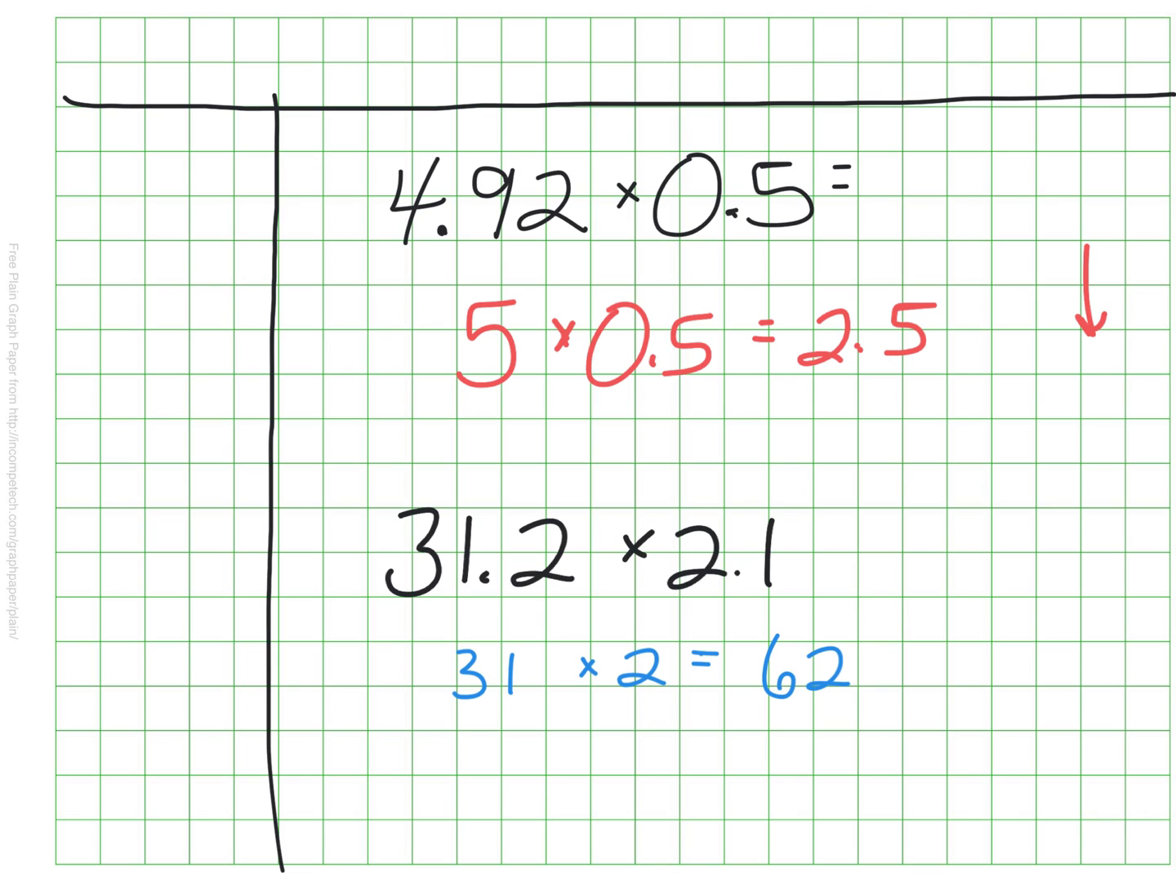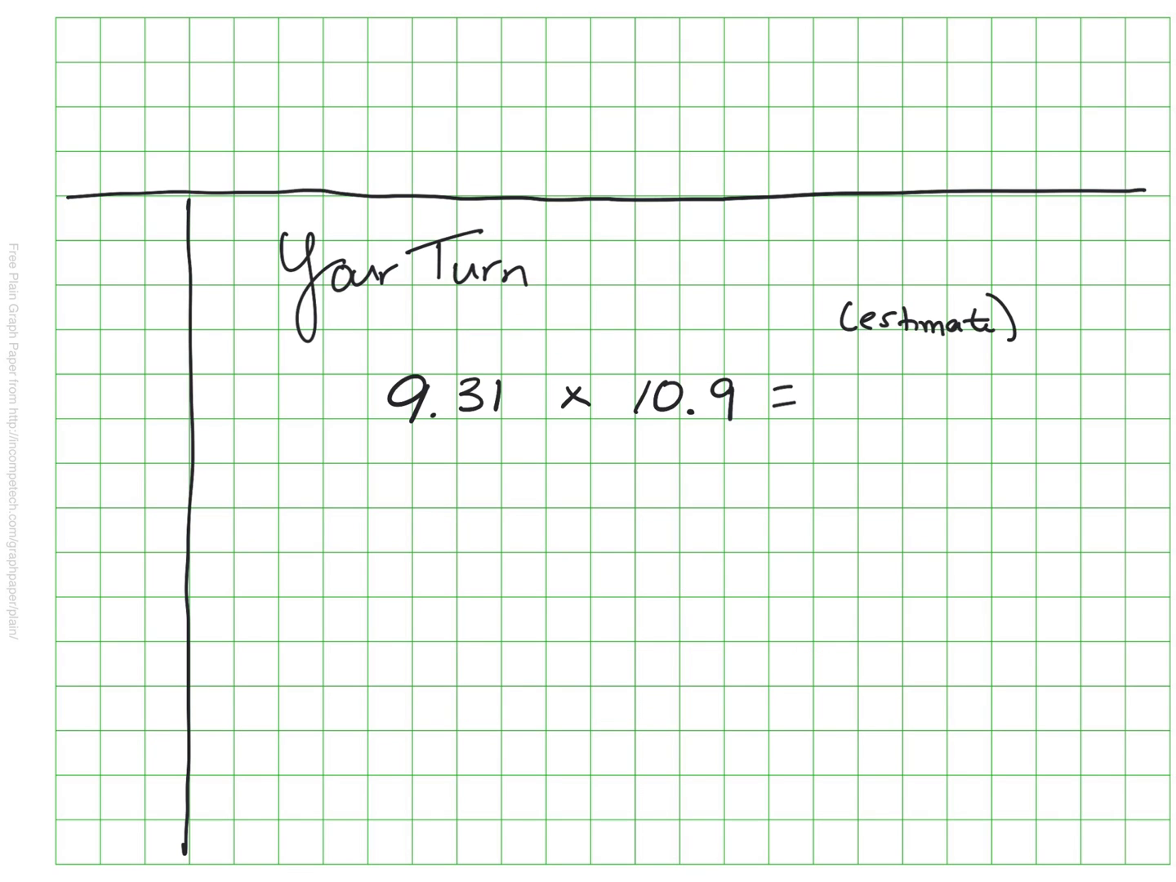How do we do? I rounded 31 2/10 to 31, and I rounded 2 1/10 just to 2. So I did 31 times 2. I got 62. I know my product should be in the ballpark of 62.